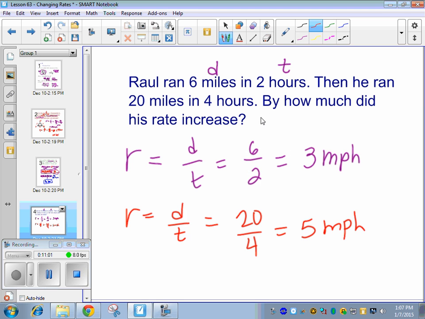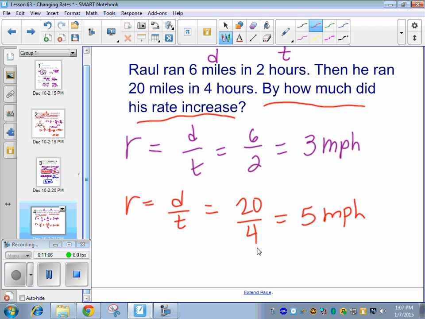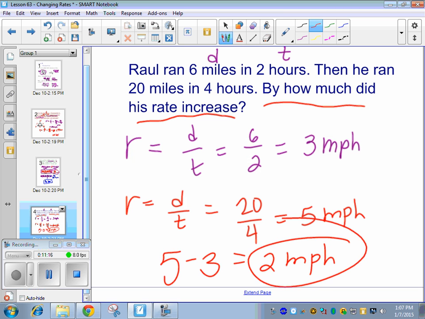But the question really says, by how much did his rate increase? What are we going to do to find our answer? What did you say? 5 minus 3. Very good. Subtract. I just want to get that on recording. 2 miles per hour. All right. That's it. Any questions?